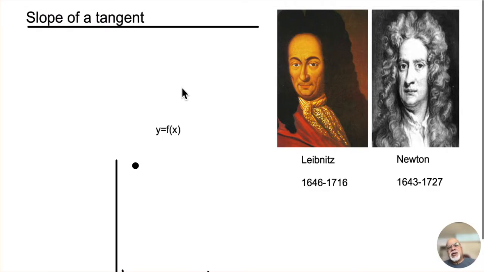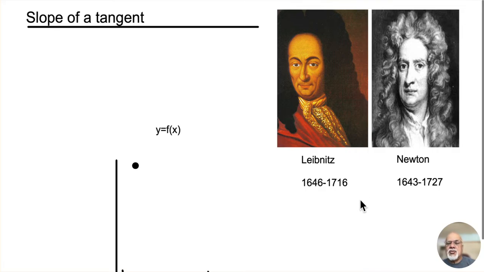The two people that are credited, and it's controversial at best, with having invented or discovered, if you wish, the calculus are Leibniz and Sir Isaac Newton. Gottfried Leibniz was a German who lived from 1646 to 1716, whereas Sir Isaac Newton lived in Britain, in Cambridge, was at one point the chancellor of the University at Cambridge, and lived from 1643 to 1727.